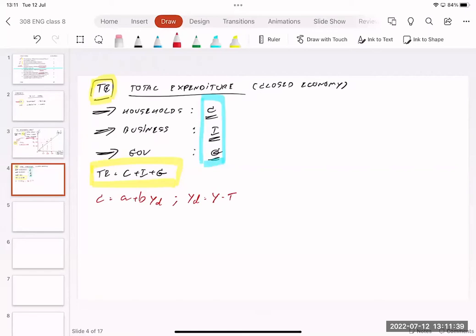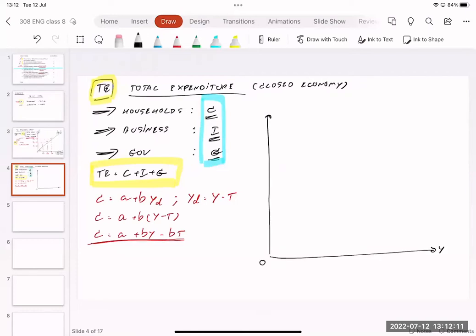So you put everything you know into the equation. You have C equals A plus B times (Y minus T), like this. You can easily rearrange the equation, multiplying B inside the bracket. You get C equals A plus BY minus BT. Done. You have the consumption equation. And then I want to draw the graph of consumption. On the horizontal axis is Y, but this time I consider Y as total income. On the vertical axis is the spending. This is going to be consumption, the spending of the household sector.